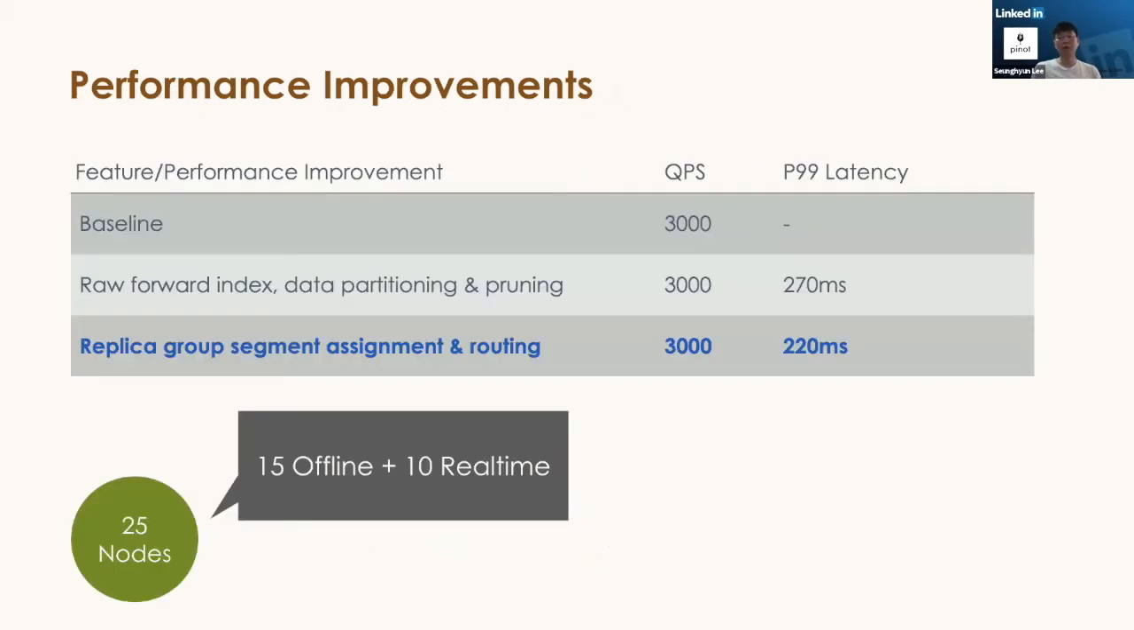After we applied the replica group segment assignment and routing, we were able to cut an extra 50 milliseconds for 99 percentile latency using the same 25 nodes. I would like to re-emphasize that with replica group segment assignment and routing, we can now support even larger QPS than 3K. We can simply add more replica groups to increase the capacity.